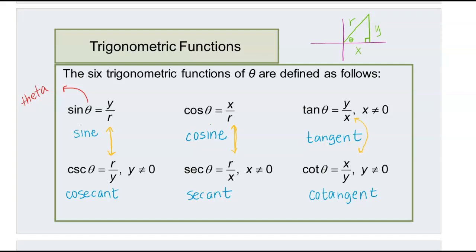And eventually what we're going to work towards is having to only find one of them, and we can get the other 5 for free. If you know one, you can figure out what the other 5 are.